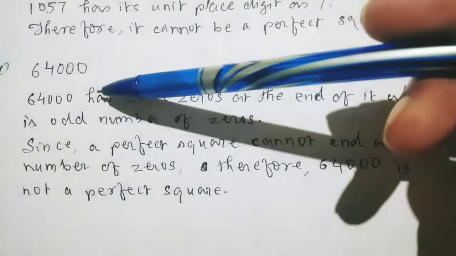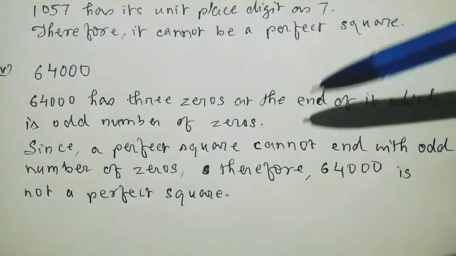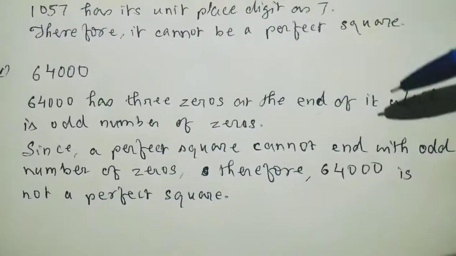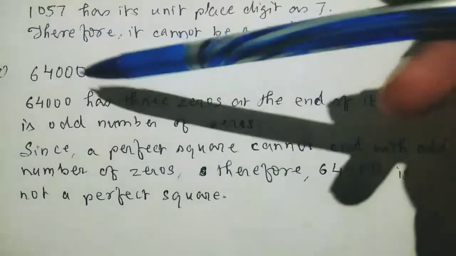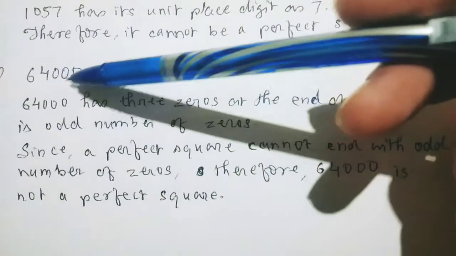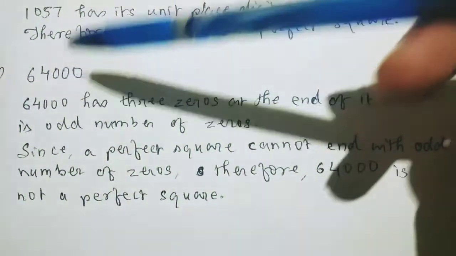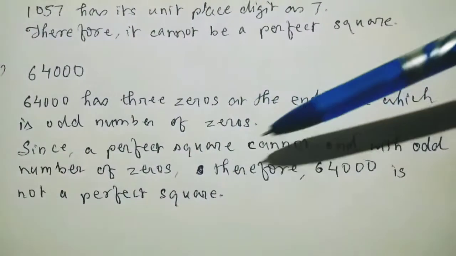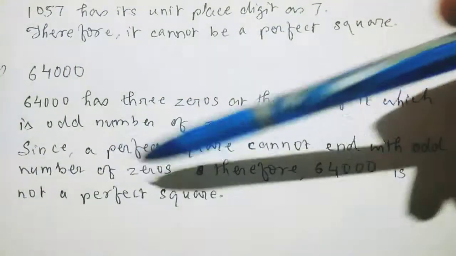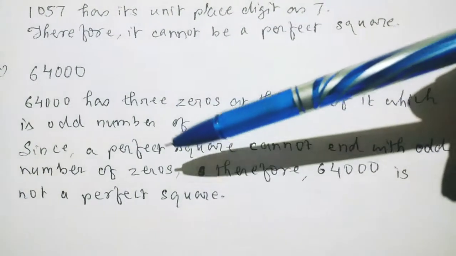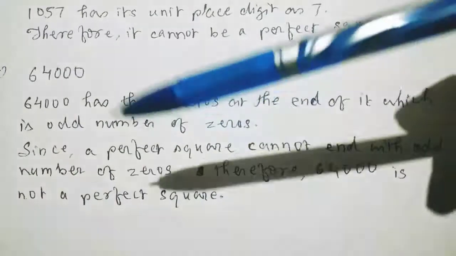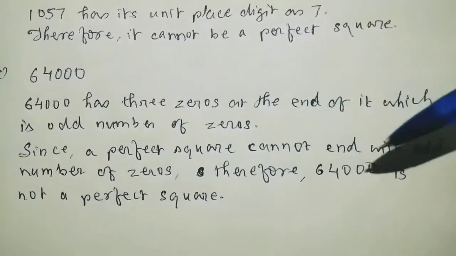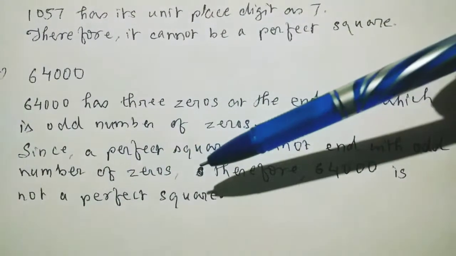64000 has 3 zeros at the end of it. Here 3 zeros are there, which is an odd number of zeros. The reason is that a perfect square cannot end with an odd number of zeros. Always it should have an even number of zeros. Therefore 64000 is not a perfect square.